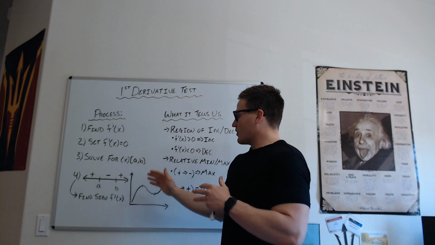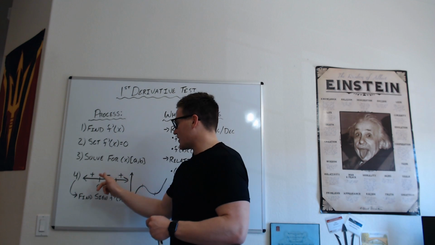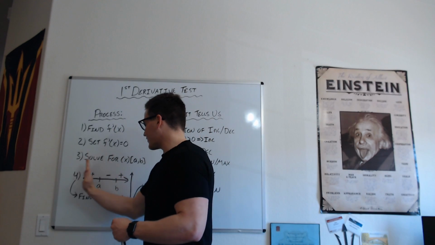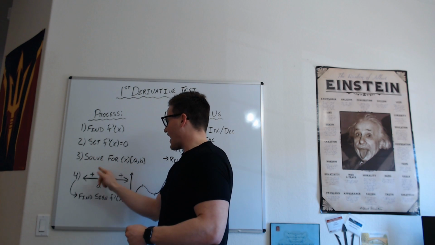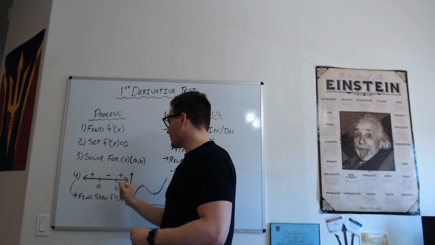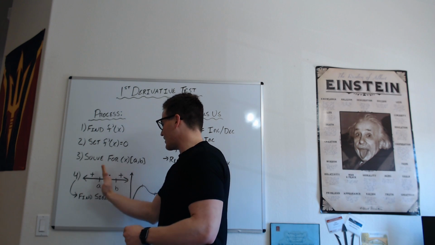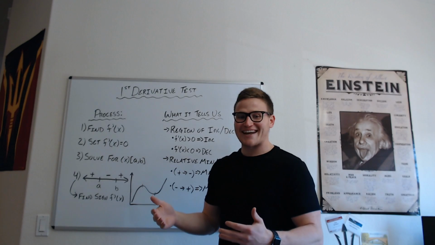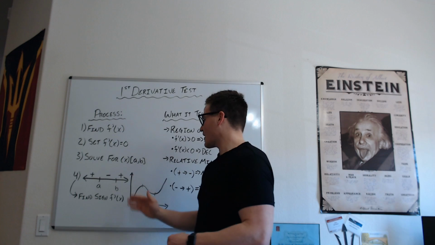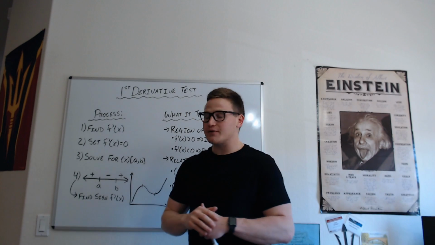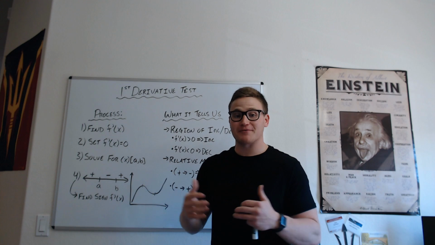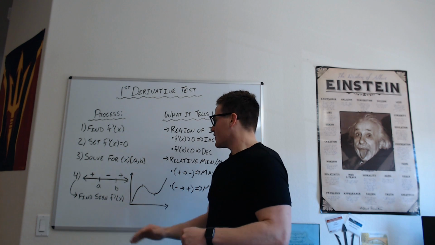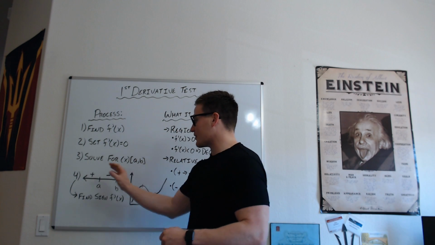So now when we look at this, what this is telling me is that to the left of A, from negative infinity to A, f prime of x is positive. Between A and B, f prime of x is negative, it's less than 0. And then from B all the way to infinity, f prime of x is going to be positive again, meaning that f prime of x is greater than 0. So what is this information telling me?